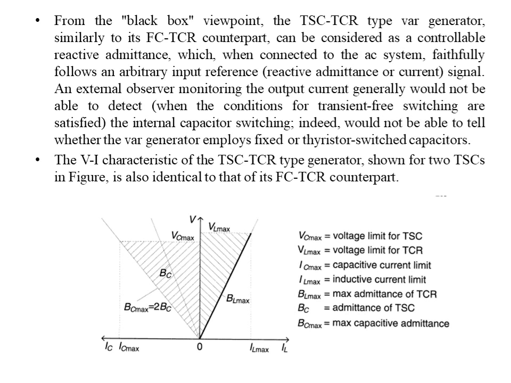The VI characteristic for TSC-TCR shown in the figure is also identical to FC-TCR, where VC max is the voltage limit of TSC, VL maximum is the voltage limit for TCR, IC maximum is the capacitive current limit, IL maximum is the inductive current limit, BL maximum is the maximum admittance of TCR, BC is the admittance of TSC, and BC max is the maximum capacitive admittance.